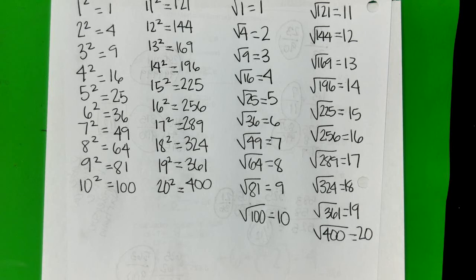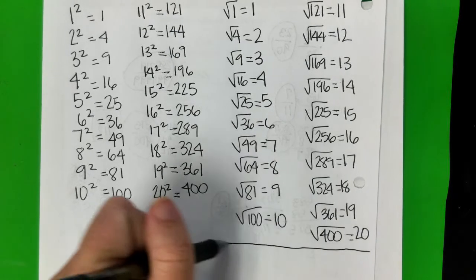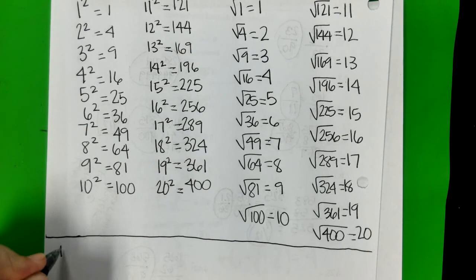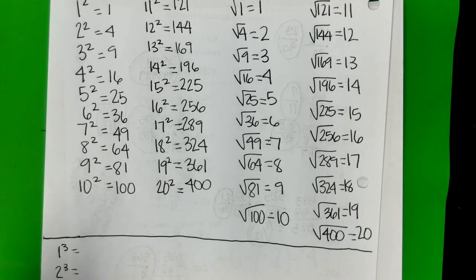Well, next we're going to do cubes. And we're not doing through 20, we're doing through 10. So you can write 1 to the third equals, 2 to the third equals, all the way to 10 to the third.